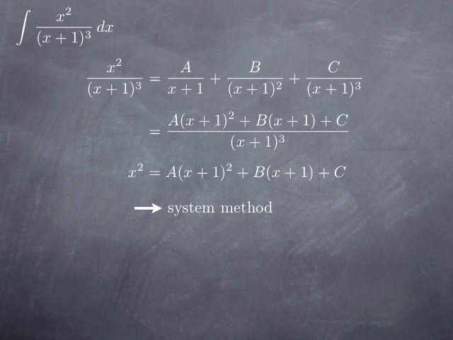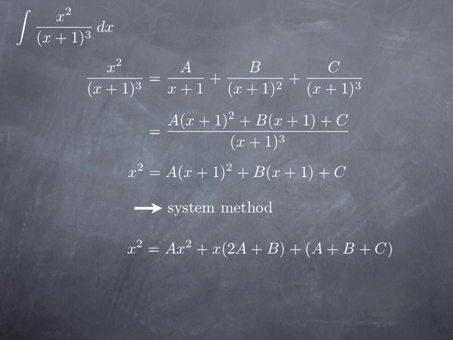So that means we're going to rewrite the right-hand side in standard form, that is x squared times a constant plus x times a constant plus a constant term. In this case, the only term in x squared is a times x squared. For x, when we multiply through x plus 1 squared, we get x squared plus 2x plus 1, so we have 2a times x, and we also have bx, so we have x multiplied by 2a plus b. As for the constant, we have a times 1, we have b times 1, and we have c, so we have a plus b plus c.